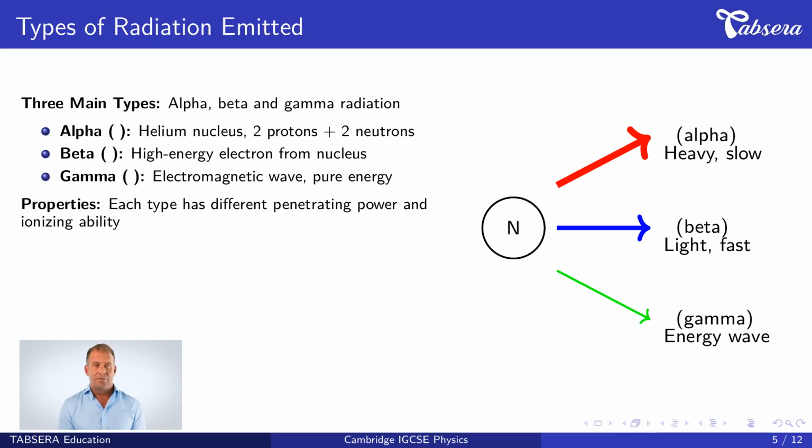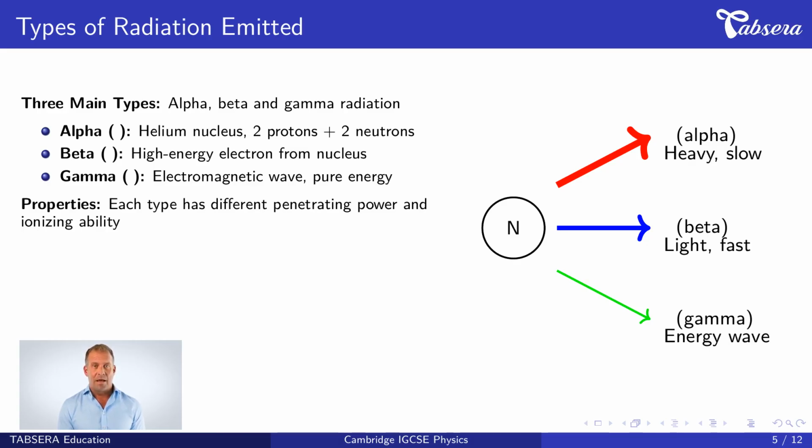Now we examine the types of radiation emitted during decay. There are three main types: alpha, beta, and gamma radiation. First, alpha radiation, written with the Greek letter alpha. This consists of a helium nucleus containing exactly 2 protons plus 2 neutrons. It's relatively heavy and moves slowly.